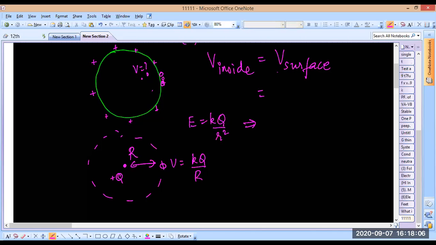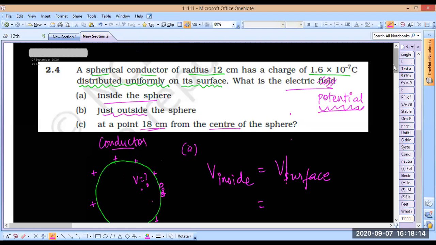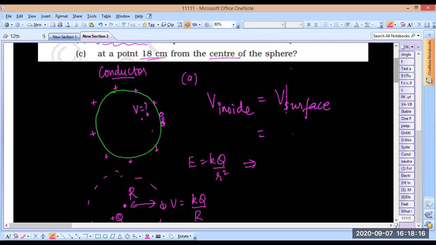Understood? Understood, right? Equal to surface, yes. So on surface, this potential is going to be kq by capital R, because this is a sphere, don't forget. This is not true if this is not a uniform spherical conductor, right? Understood? Yes or no, everyone? Is this clear?